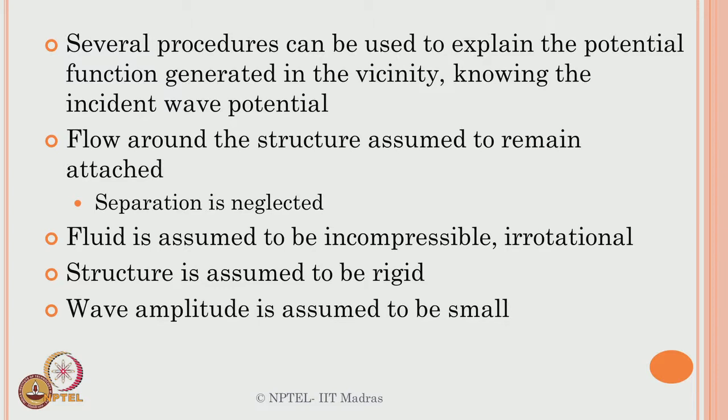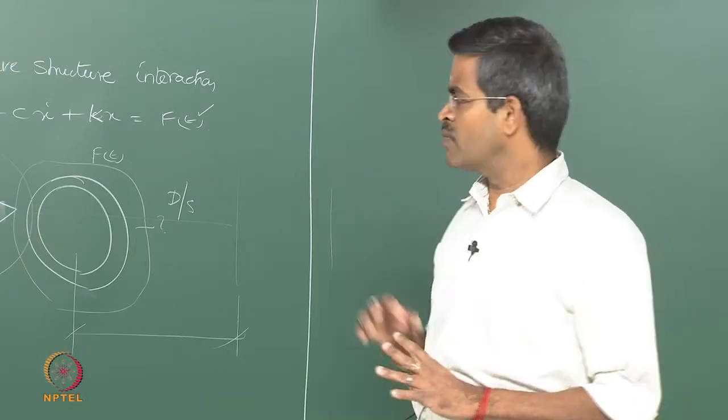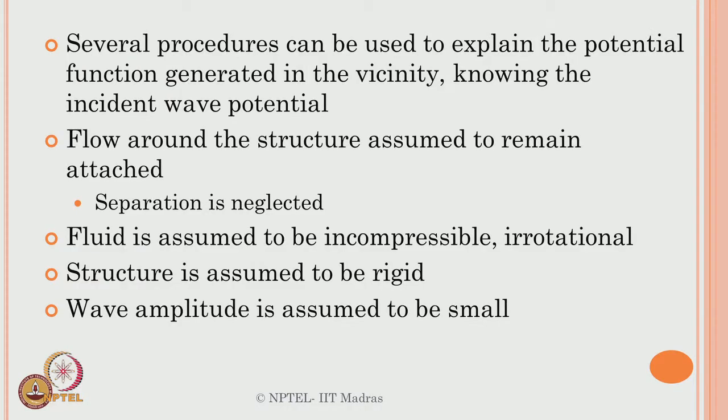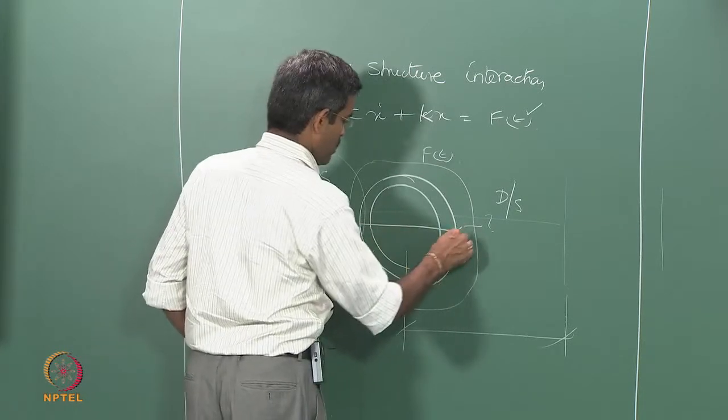Structure is assumed to be rigid for the time being. Please understand, structure assumed to be rigid does not mean the member is fixed at the bottom. Rigidity can come not only from boundary condition, but also from the d by L ratio, that is diameter versus thickness ratio also. Okay. The structure or the member can still remain rigid.